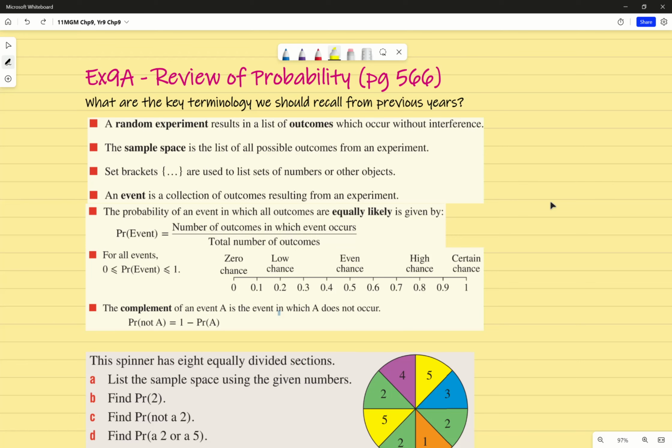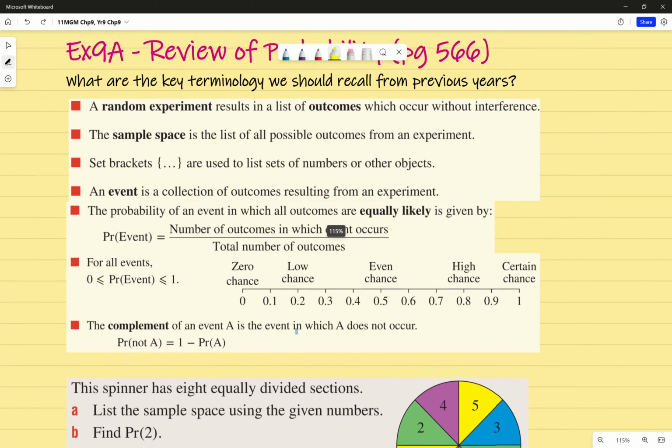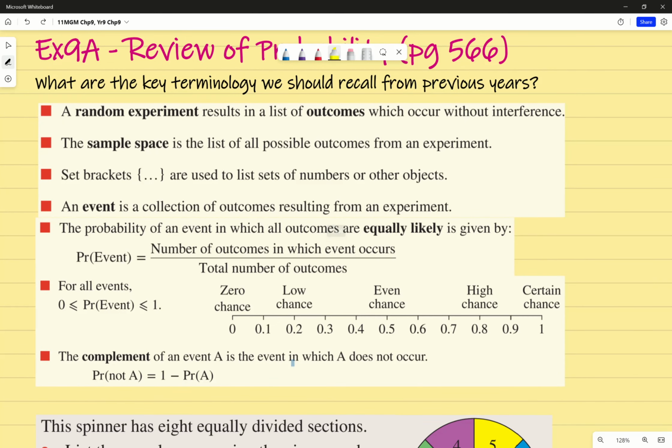The first term we're looking at is random experiment. Do you know what random means? We just did an activity on that. Random means that there's an equal chance of whatever happening to happen. A random experiment results in a list of outcomes which occur without interference. For example, you're flipping a coin. Or let's say you're flipping two coins. An outcome could be heads, heads. It could be heads, tails. It could be tails, tails. Those are outcomes, whereas the random experiment has those outcomes.